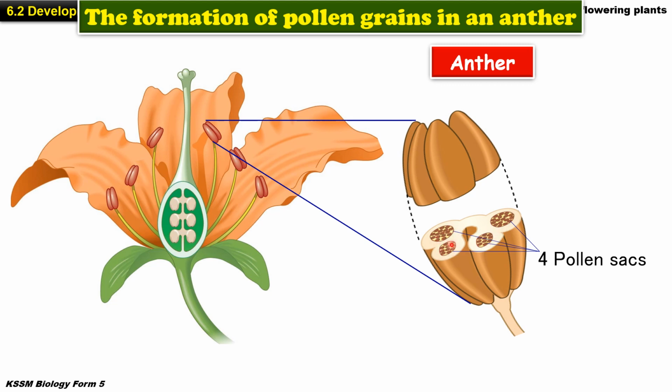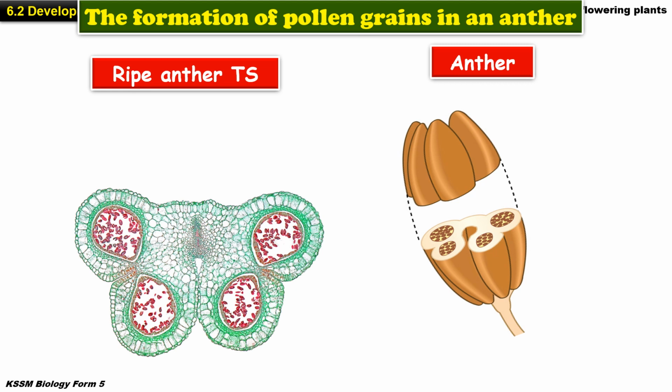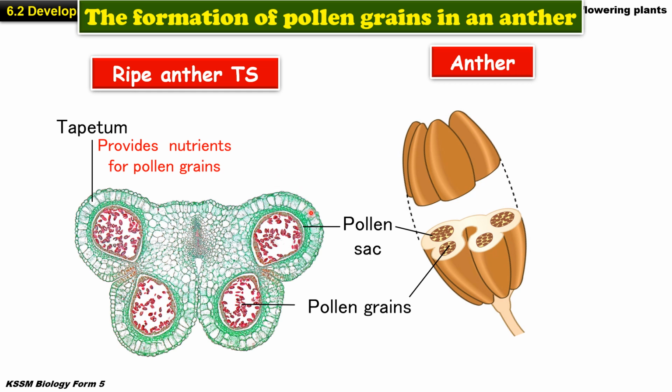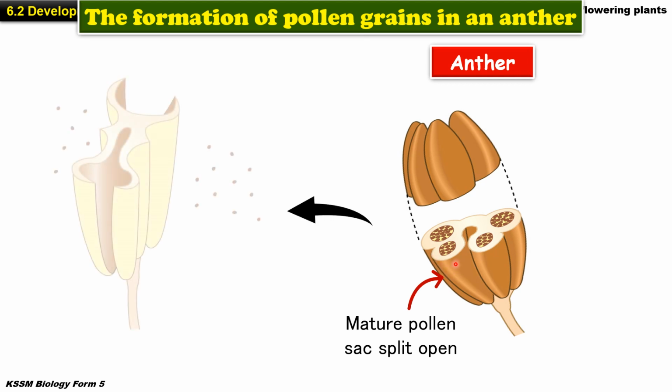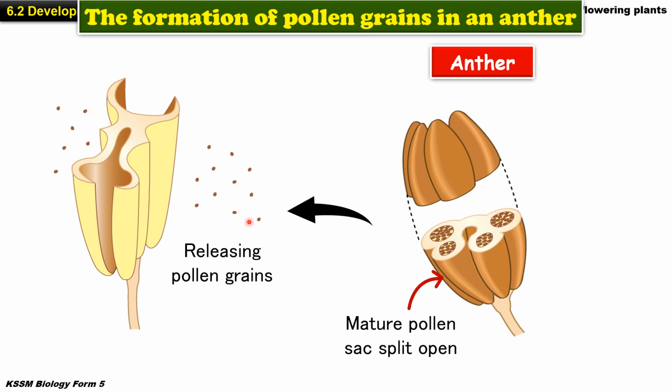Okay, and then, kita besarkan dia. So, kita besarkan dia, kita akan dapat lihat, okay, katakanlah this is the gambar yang betul lah. Okay, pollen sac, and then inside the pollen sac, yang warna merah tu, these are pollen grains. Okay, and then, yang warna hijau, the green color outside macam butterfly ni, this is the tapetum. Okay, which provides nutrient for the pollen grain. Boleh? Okay.